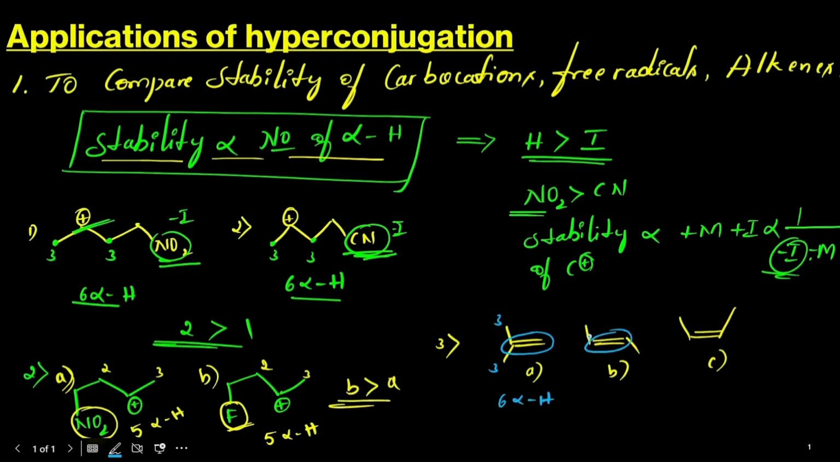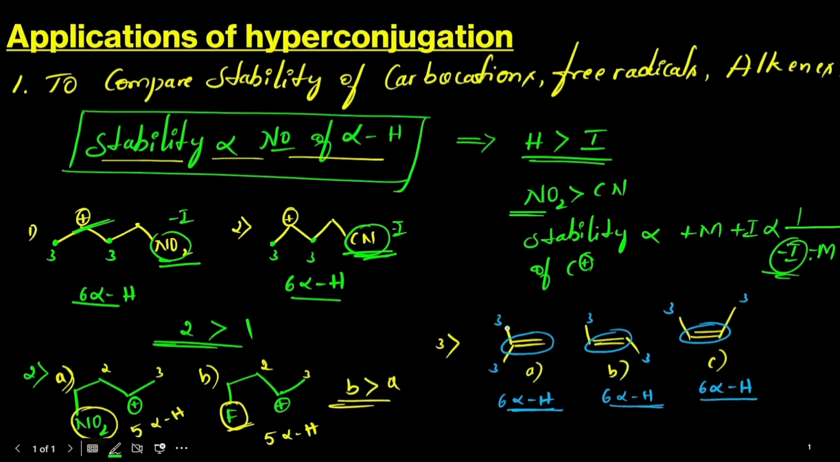Again, this is an alkene. How many alpha hydrogens are there? Here 3 and here 3, so 6 alpha hydrogens. And here also an alkene, with 3 and 3, therefore 6 alpha hydrogens are there. Here also, based on hyperconjugation, you cannot decide the stability of these compounds. Now, you have to go for inductive effect.